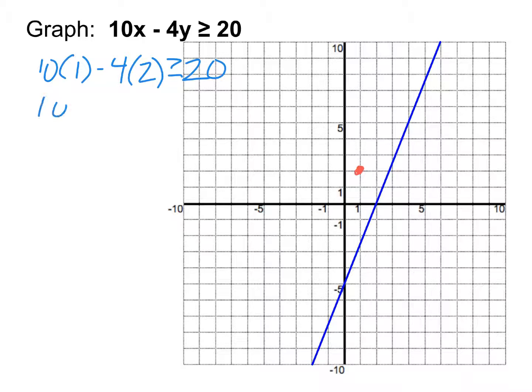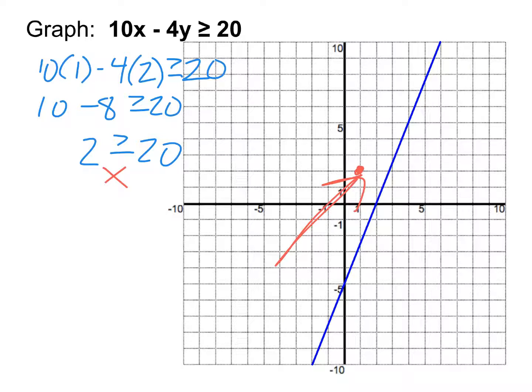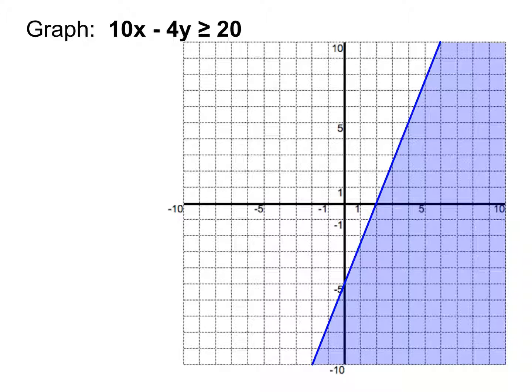So that's going to be 10 minus 8 is greater than or equal to 20, which is 2 greater than or equal to 20. All right, so is that statement true? Is 2 greater than or equal to 20? No, it's not. So that does not work, which means that this point here that I was testing doesn't work, which means that side should not be shaded, because that side represents everything that wouldn't work. So I have to shade, in this case, below.